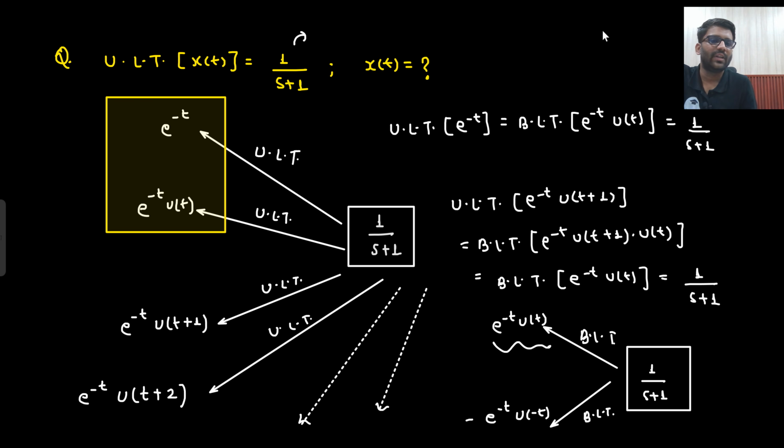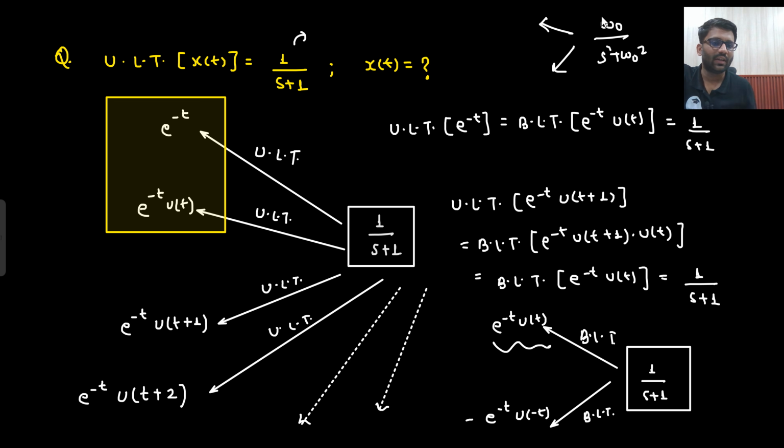If I say what will be the inverse unilateral Laplace transform of omega naught upon s square plus omega naught square, what two signals should click in your mind? If I talk about bilateral, then what two signals will click? Sin omega naught t ut and sin omega naught t u of minus t with the negative sign. But if I talk about unilateral Laplace transform, which two signals will click?